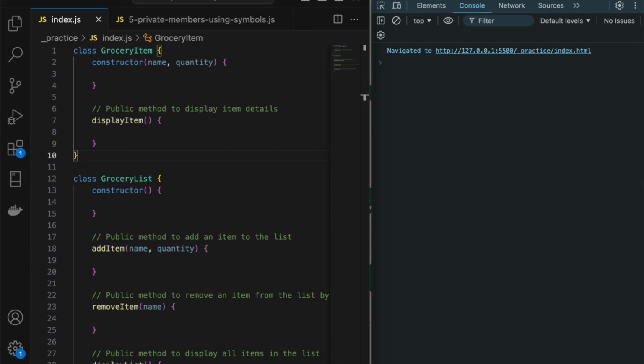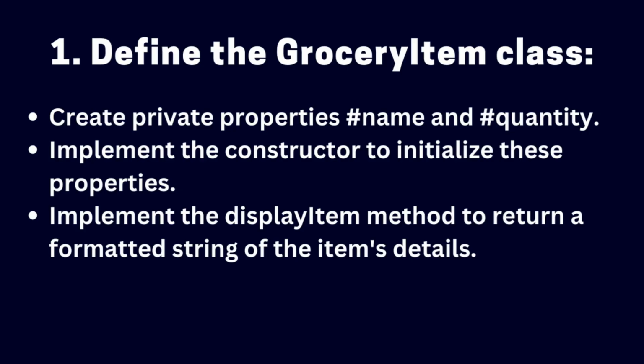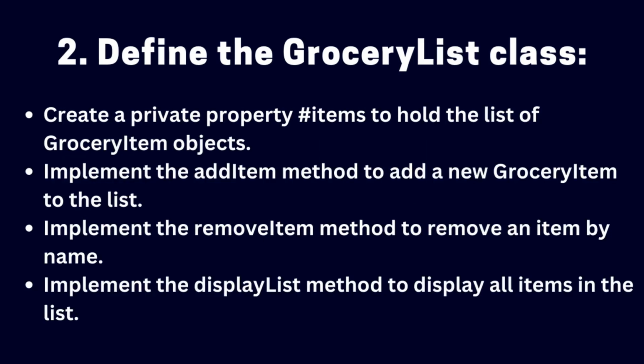So now the task checklist. First, define the grocery item class. Create private properties, name and quantity, implement the constructor to initialize these properties, and implement the display item method to return a formatted string of the item's details. Task number 2. Define the grocery list class. Create a private property, items, to hold the list of grocery item objects. Implement the add item method to add a new grocery item to the list. Implement the remove item method to remove an item by name. Implement the display list method to display all items in the list.